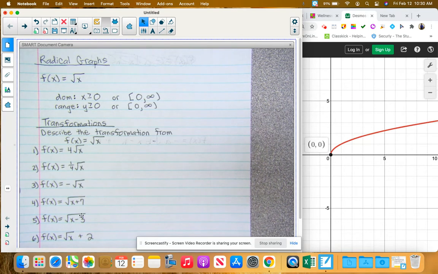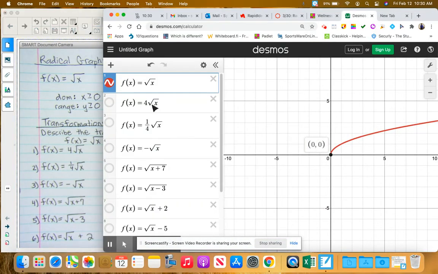And we're going to go through several examples and see what effect putting a number on the outside or the inside, positive, negative, makes on my graph. So let's start with the first one. I'm going to keep this one in here the whole time. This is my parent function. All right, let's take a look and see what happens when I do 4 times the square root of x. So 4 times that square root of x is a vertical stretch by 4.